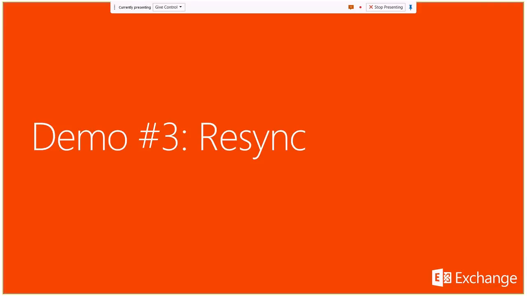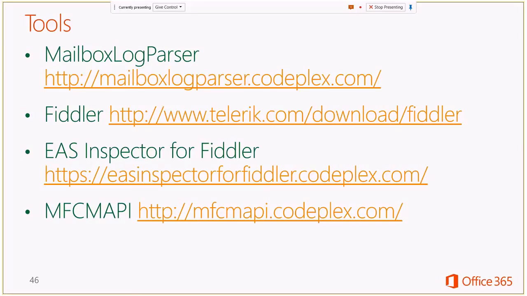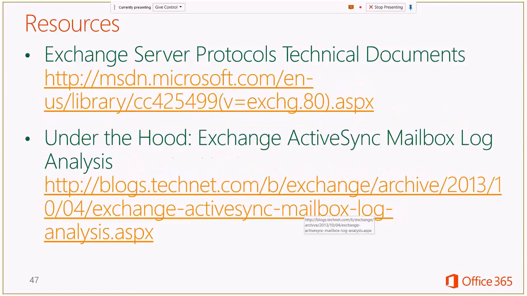Demo 3. That was the second resync. So here are some links for the tools: the Mailbox Log Parser, where you can get Fiddler, the inspector for Fiddler, and MSE Mappy. And I've also provided some resources, a link to the protocol documents, so you can use that as a reference.